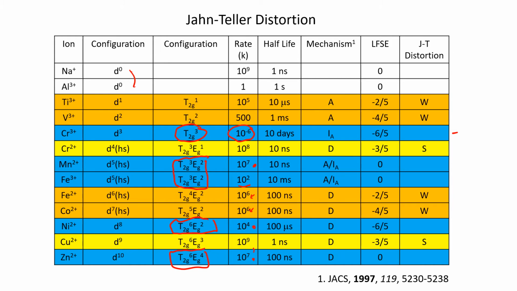And let's go to the other extreme, the strongly distorted in yellow, right? So there's only 2 examples of that in this data. So the d4 high spin has this unequal occupancy in the eg orbital, right? And likewise, the copper plus, this is d9, has 3 electrons in the eg orbital. So one of them is unpaired, one of them is unequal. And those are the 2 fastest rates we have for our transition metals. We have 10 to the 8 rate constant and 10 to the 9. Okay? So strongly distorted complexes exchange very fast.